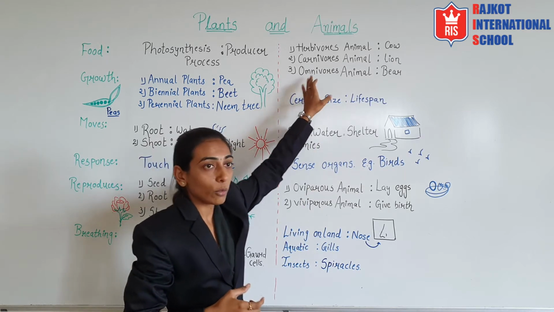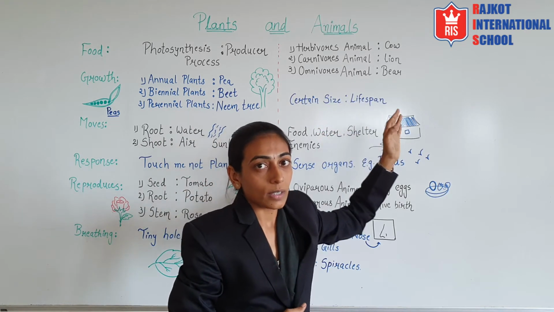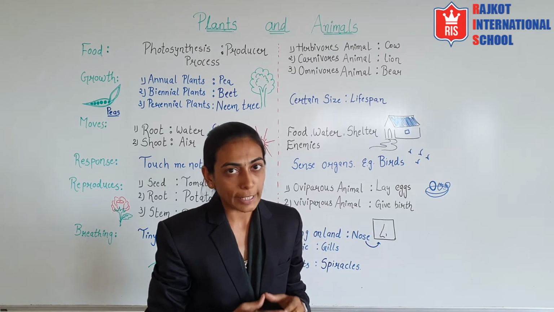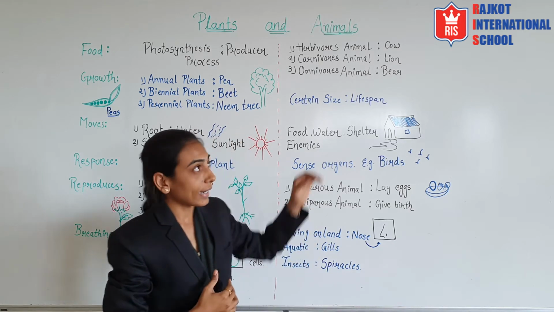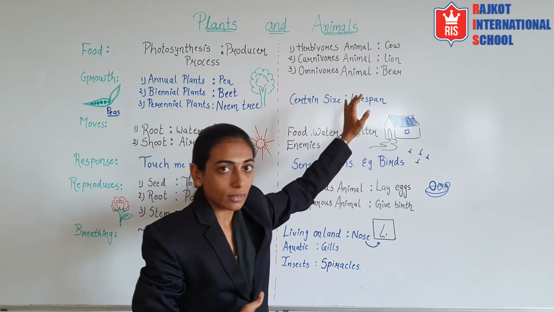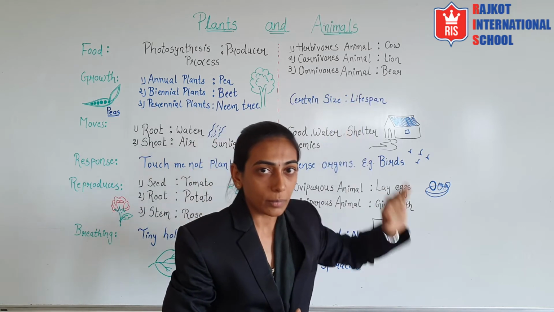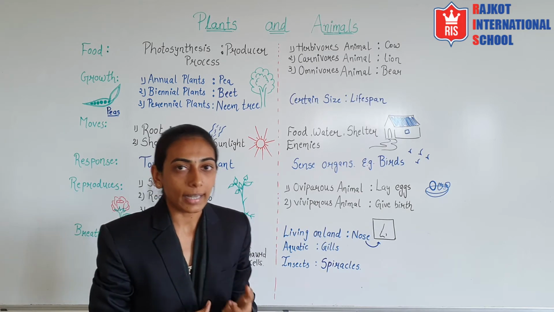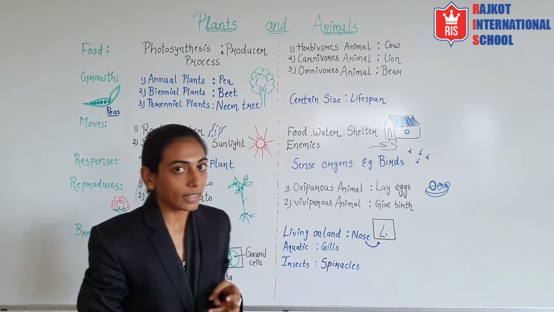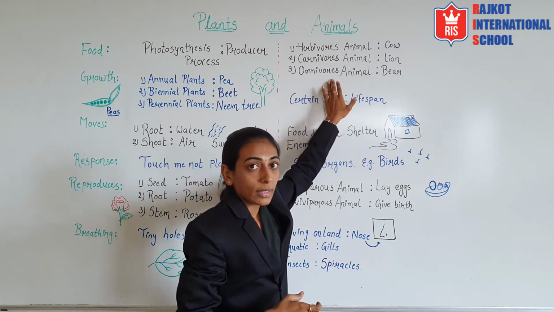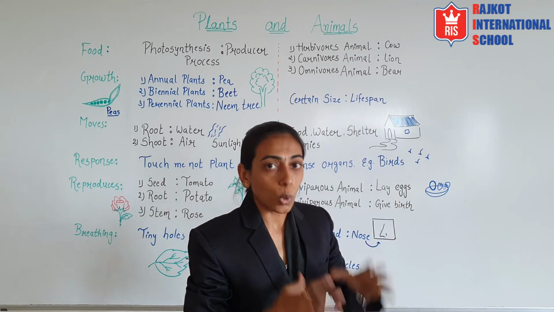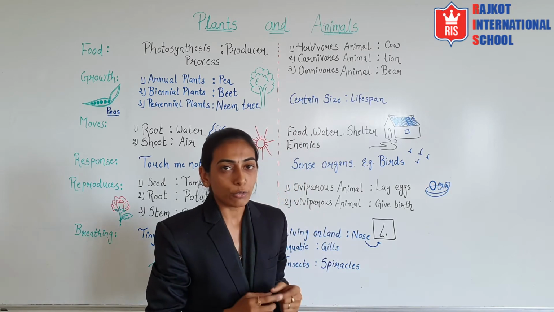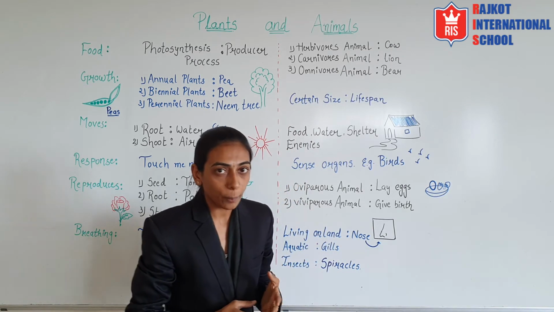First is herbivorous animals, animals that eat plants directly as food. Say for example, a cow. Second is carnivorous animals. Carnivorous animals are those animals who eat the flesh of other animals. Say for example, a lion or a tiger. And third is omnivorous animals. These animals eat both plants and the flesh of other animals. Say for example, a bear or a crow.